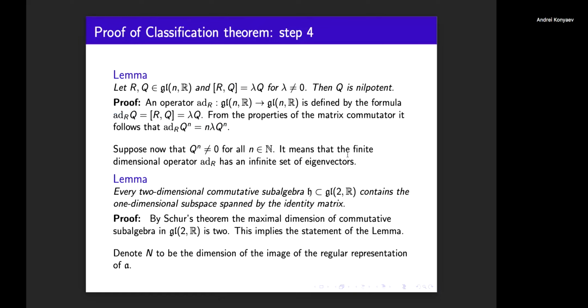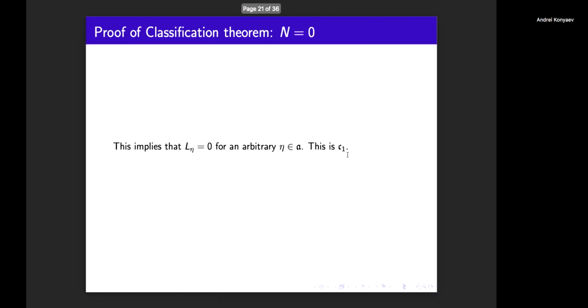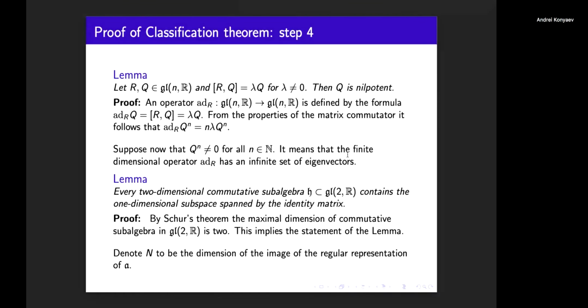And here it implies that if your commutative subspace does not contain the identity, then you can add the identity and get a commutative subalgebra of dimension 3, which cannot happen by Schur's theorem. Okay, so those two lemmas, we will use them. So now we need to split the algebras into different parameters.